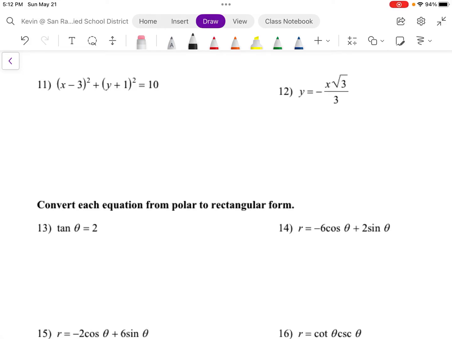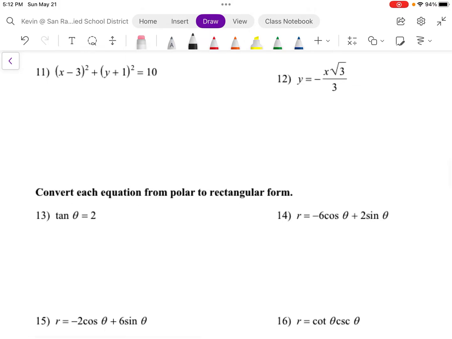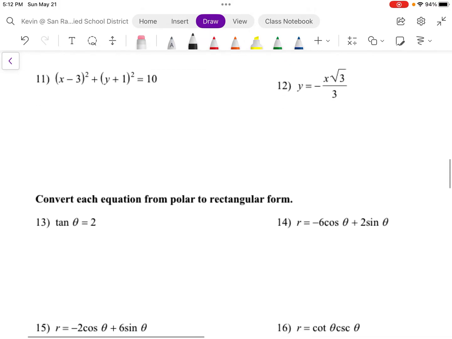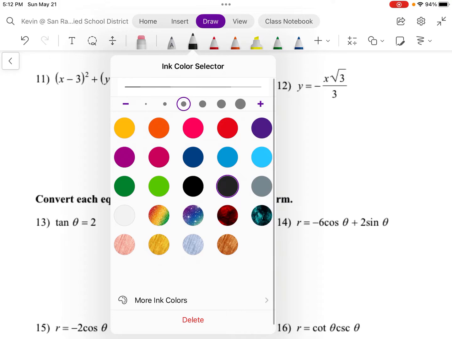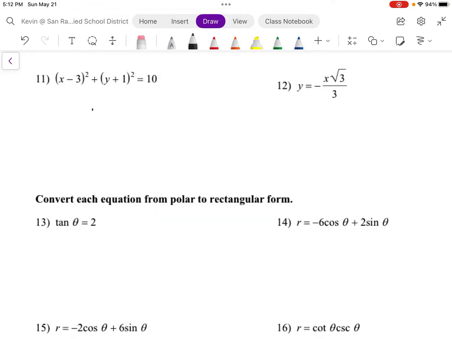Okay, here we have page 2 of the polar coordinates review sheet. So much like we did on the previous page on number 9, first thing we're going to do here is we're going to expand this. And again, this is a rectangular equation. We're going to change it to a polar equation.